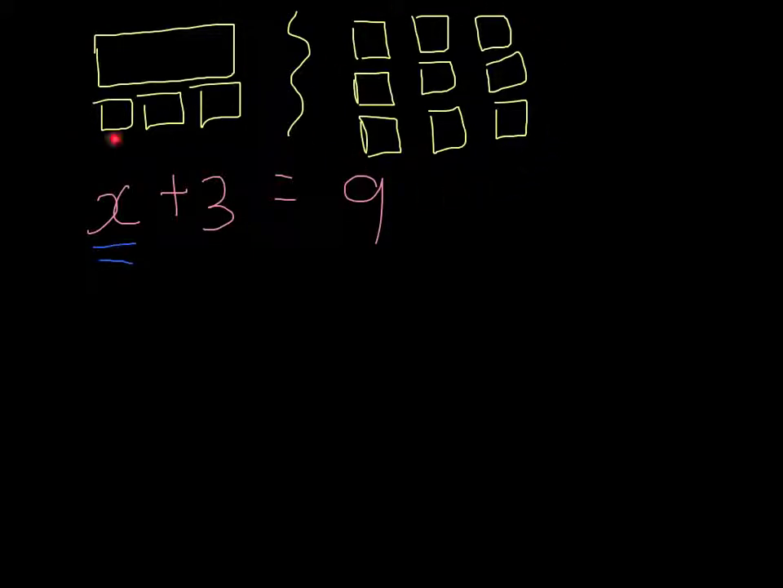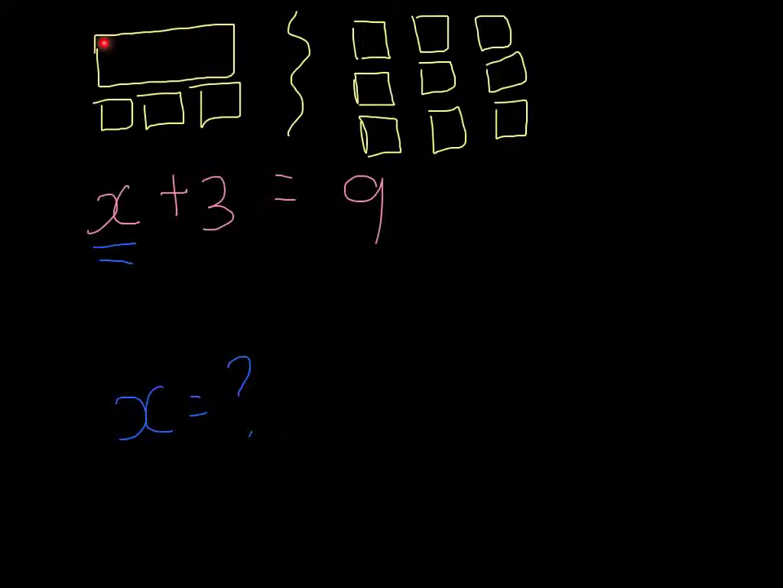And what I want to do is get my x tile by itself because I want to figure out what x equals. So I need to get the x on the left-hand side of my equation by itself. I see I have 3 tiles here, and I don't want those 3 tiles there because I want the variable tile to be by itself.